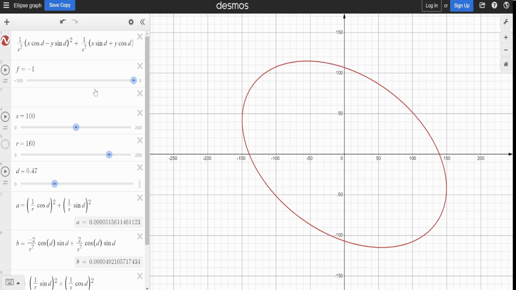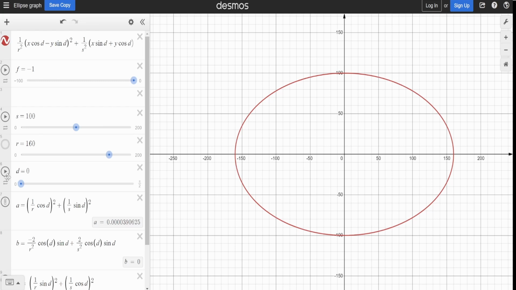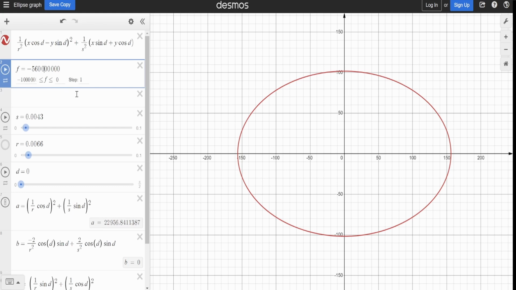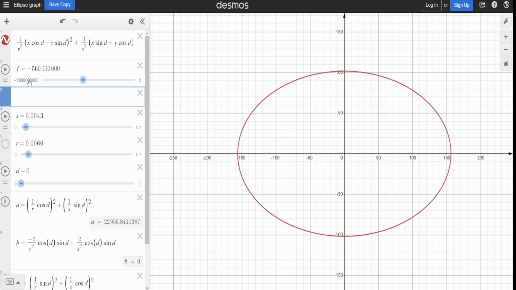So let me go ahead and make that change here, and then we'll take a look and see what we end up with. So I've gone ahead and done that. The main thing that you have to do is just click on these, and then you can actually set the range that's allowed. And so I just set a range of 1 billion here. So now I've made f equal to minus 560 million. And you can see that the S and R values now have to be very, very small in order to get an ellipse of 160 and 100. I don't quite have exactly the control I'd need here to get those to exactly those values, but that's close enough.